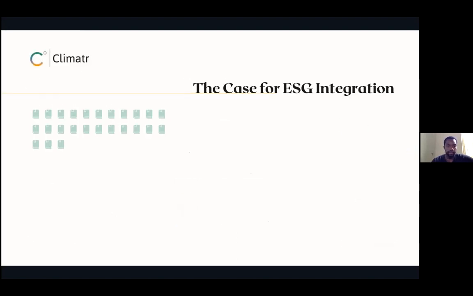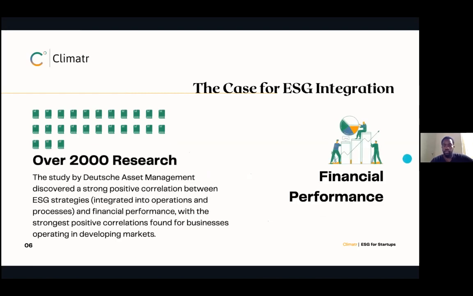Next slide, please. So the first thing to consider is financial performance. I know the notion that most founders have around ESG and sustainability is that it's just geared towards environmental sustainability, which is good. Most would agree, but they will ask, how does it affect me financially, which is the core reason why we are in business, right?